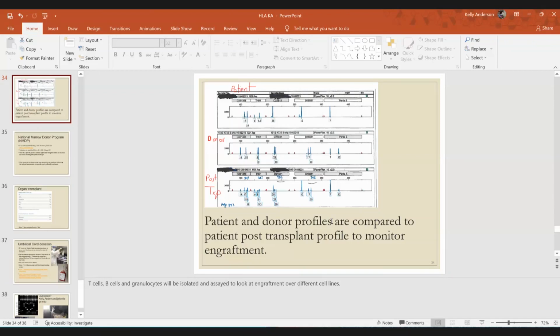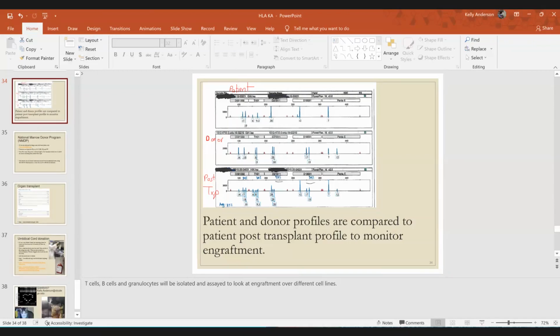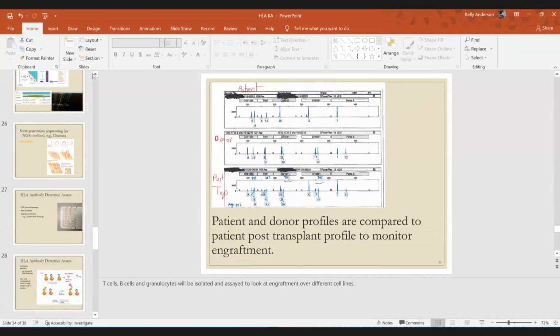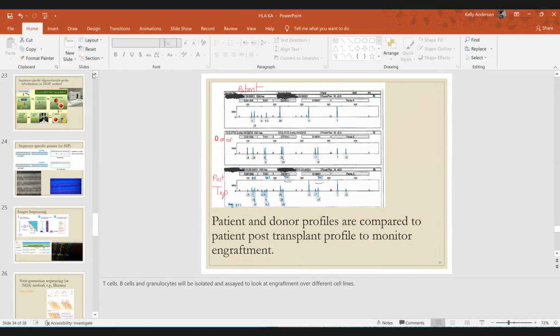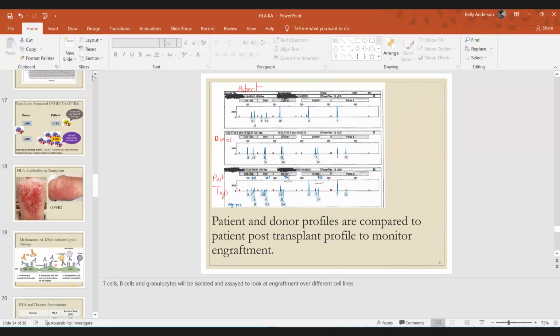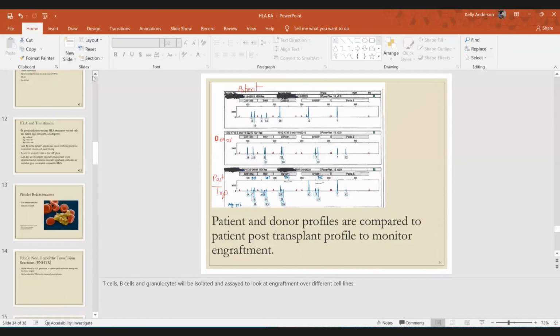My question is not a question actually, because I missed the nomenclature of the HLA using the DNA-based techniques. So if you can just say that again really quickly. So back up to that.